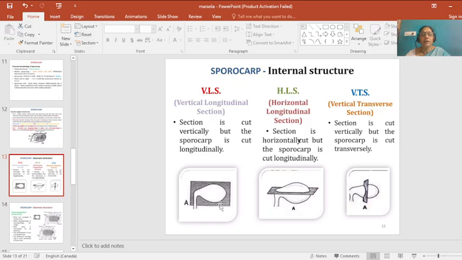Regarding the internal organization or the anatomical structure, the sporocarp is taken as a vertical longitudinal section, a horizontal longitudinal section, or a vertical transverse section. So in the VLS, the section is cut vertically, but the sporocarp is cut longitudinally. While in the horizontal longitudinal section, it is cut horizontally, but the sporocarp is cut longitudinally. And in the vertical transverse section, it is cut vertically, but the sporocarp is cut transversely.